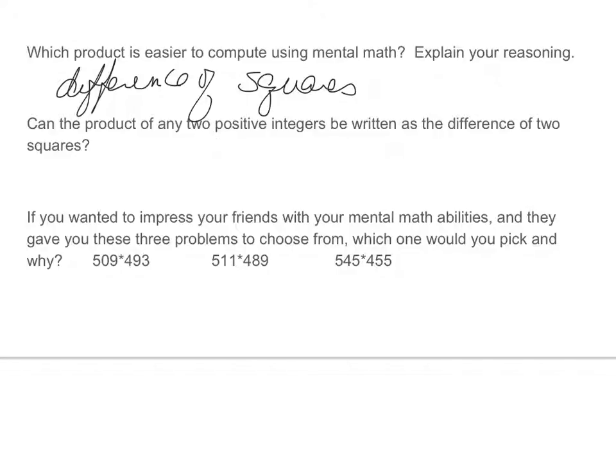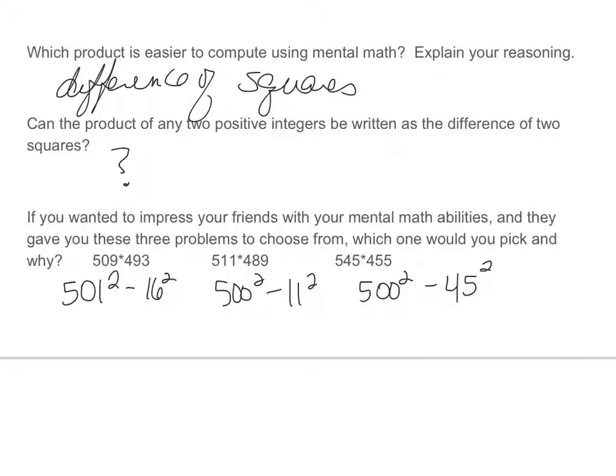Okay, next question. Can the product of any two positive integers be written as the difference of two squares? Okay, I don't know. Let's talk about it. If we look, we said that the difference of two squares is finding the average or the mean of the factors and then the half of the difference. So what do we have here?